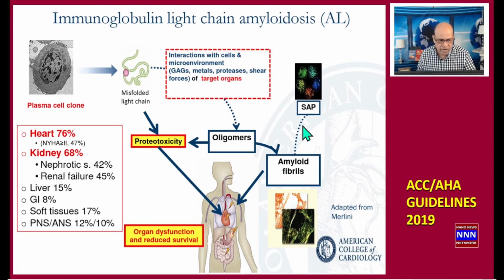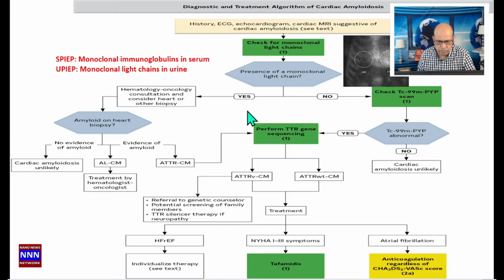And here is the cardiac involvement of the amyloid with the deposition of this amyloid protein. The heart is involved in like 76% of the patients, kidneys in 68% of the patients, liver in 8%, and the rest. And it is the amyloid fibrils which are intermingled with the myocardial fibers, thus increasing the bulk, at the same time decreasing both systolic and diastolic functions.